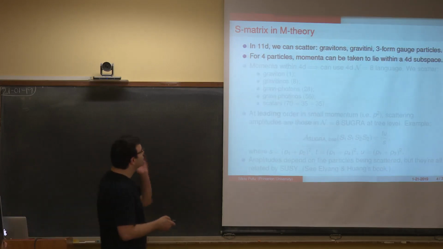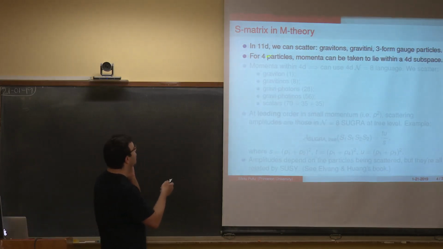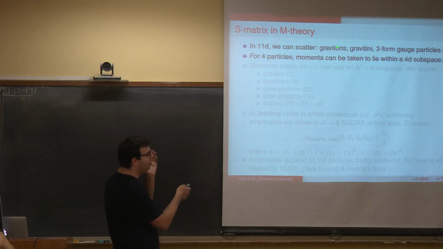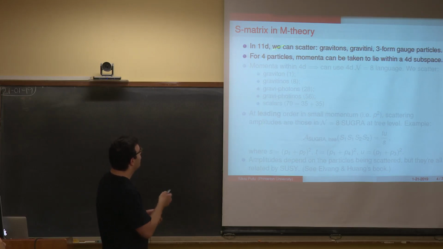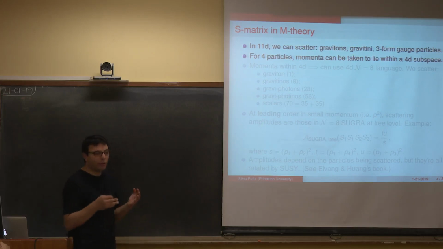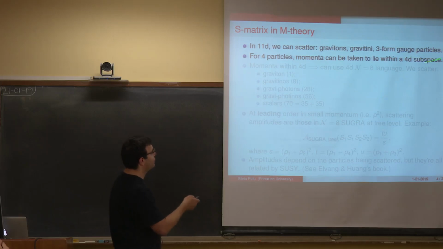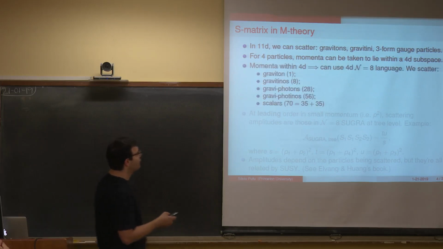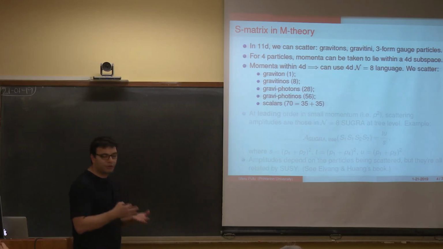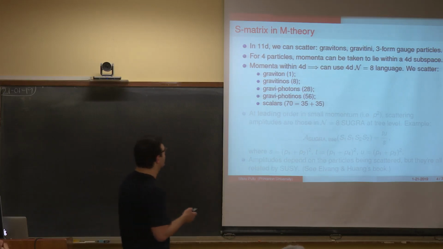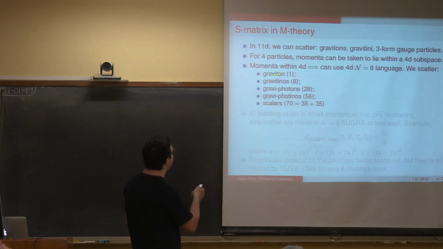OK, so in 11D, what can we scatter? Well, we can scatter the particles that we have, which are gravitons and their superpartners, gravitini and three-form gauge particles. I'm only going to be talking about 4 particles. For 4 particles, we can restrict the momenta to lie within a 4-dimensional subspace without loss of generality. And because the momenta are within 4 dimensions, we can use 4D N=8 supersymmetry language in order to describe the kinds of particles that we're scattering. We have the graviton, we have gravitinos, graviphotons, graviphotinos, and a bunch of scalars.